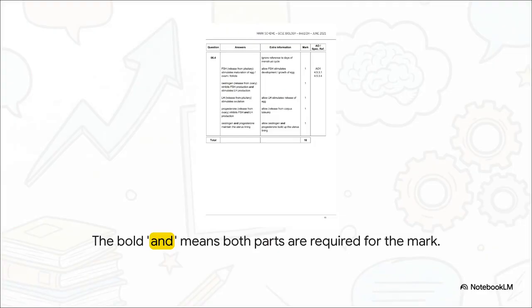Now, you have got to look closely at this. See that word "and" in bold? This is a classic exam trap. For example, for estrogen, it says it inhibits FSH production and stimulates LH production. If you only mention one of those, you get 0 marks for that point. 0. You have to state both to get the mark. The same thing goes for progesterone's job in maintaining the uterus lining.